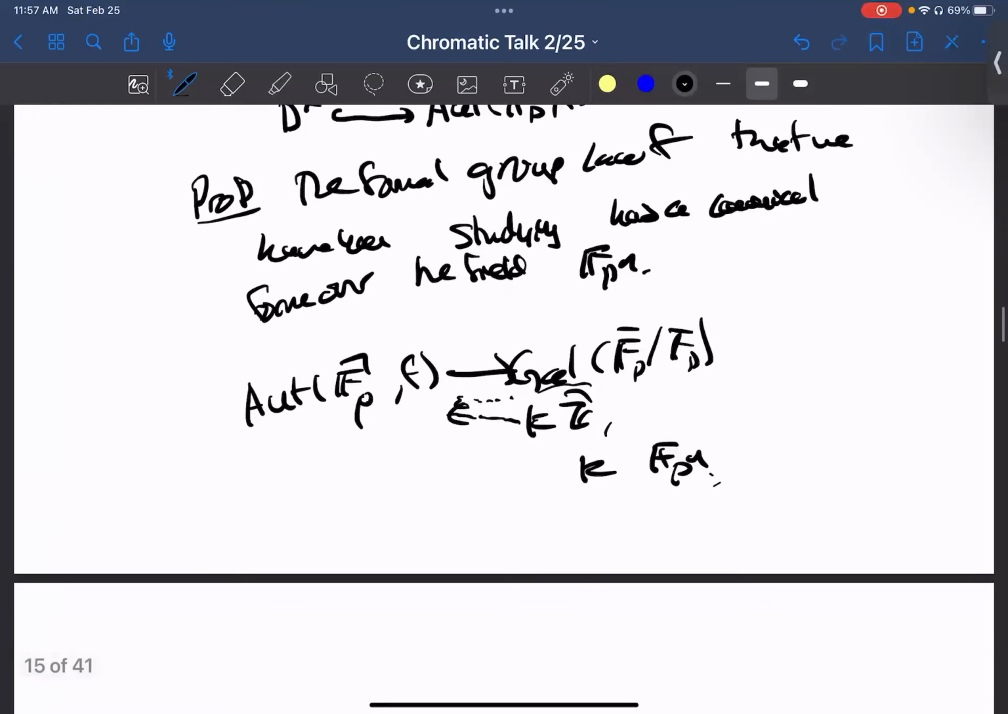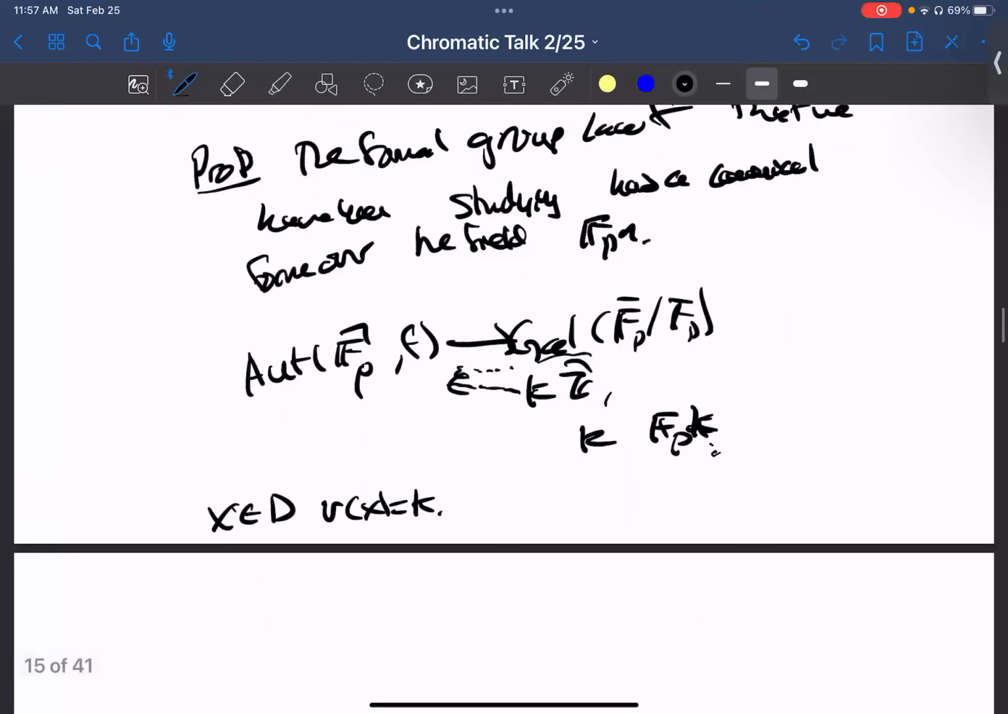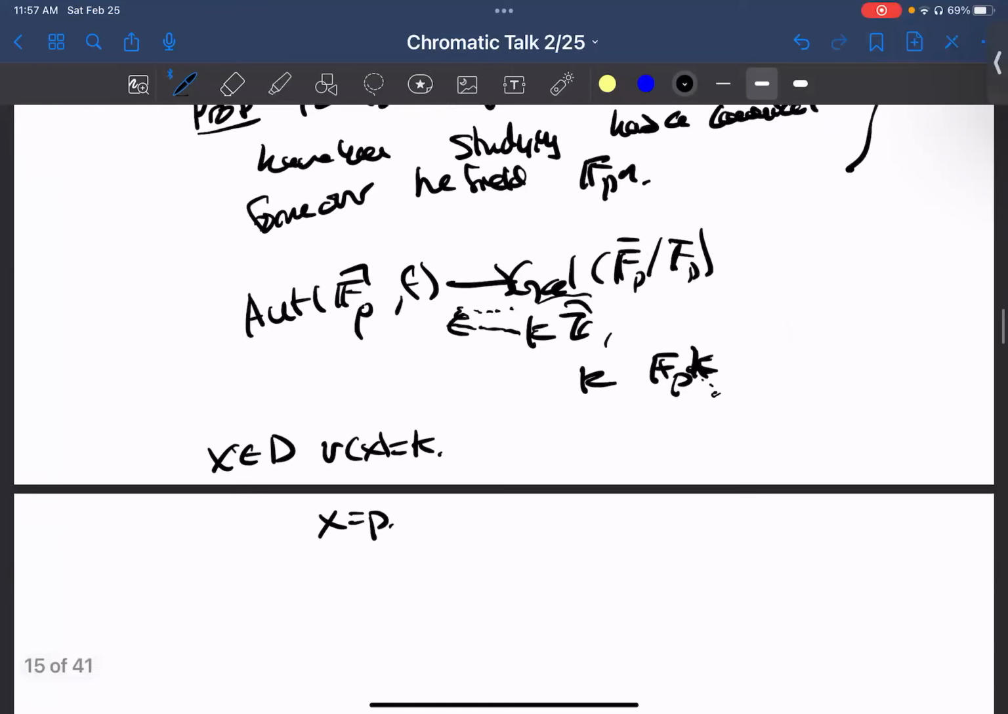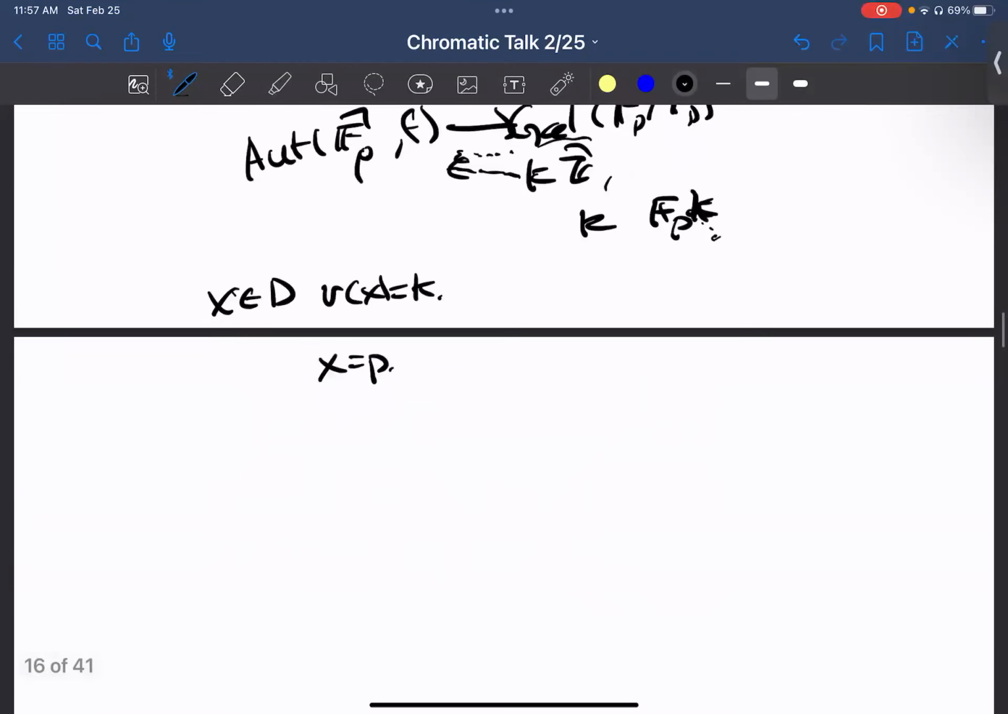And in order to do this, we can take any x as an element of D with the nu of x equal to k. Well, this is for FP of the k. This is just in general. But if we want to take x equals p, then this gives us the canonical splitting here over FP to the n. All right.